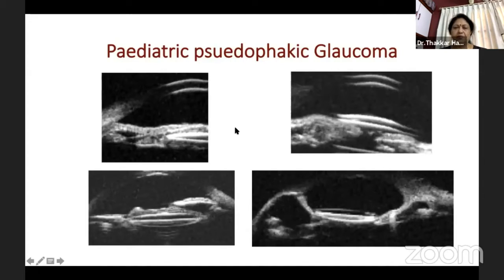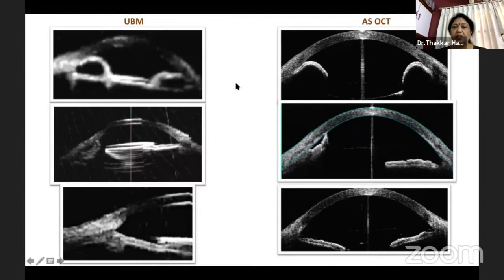In pediatric pseudophakic glaucoma, excessive lens matter or excessive fibrosis, as we suspect, will cause secondary glaucoma. This is just to compare. It's a beautiful delineation, but the cause will be evident on UBM only.